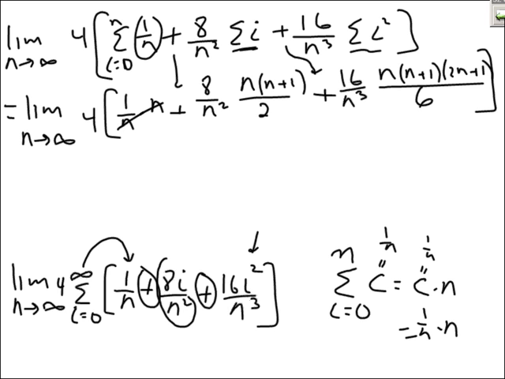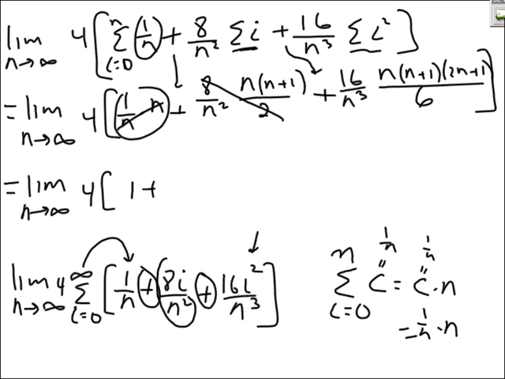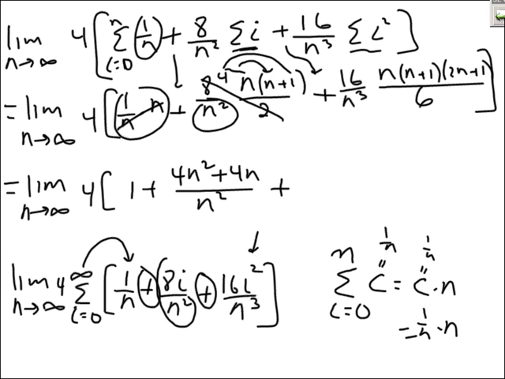So let's clean this up a little bit and move along. The limit as n goes to infinity of 4 times, well this is 1 plus 2 goes in the 8 4 times. So it's 4n times n is 4n squared plus 4n times 1, which is plus 4n, and this is all over n squared, plus. Now, 2 goes into both of these 8 times and 3 times.